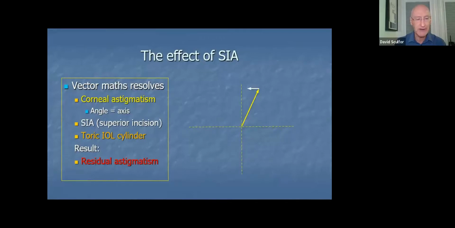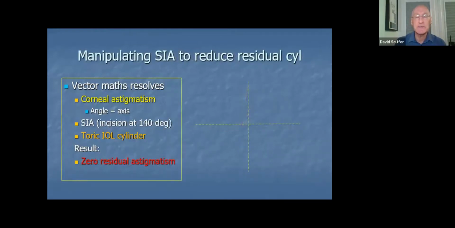We're then going to put a toric lens in with angle as shown and amount of toricity as shown. But the problem is that it doesn't quite get back to the origin. So the result is you've got some residual astigmatism. Now, by manipulating the surgically induced astigmatism, we can actually reduce that residual cylinder.